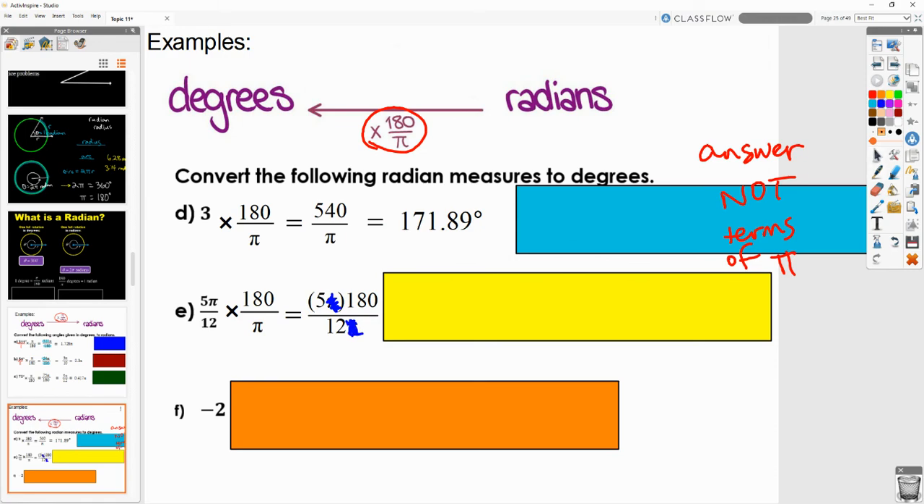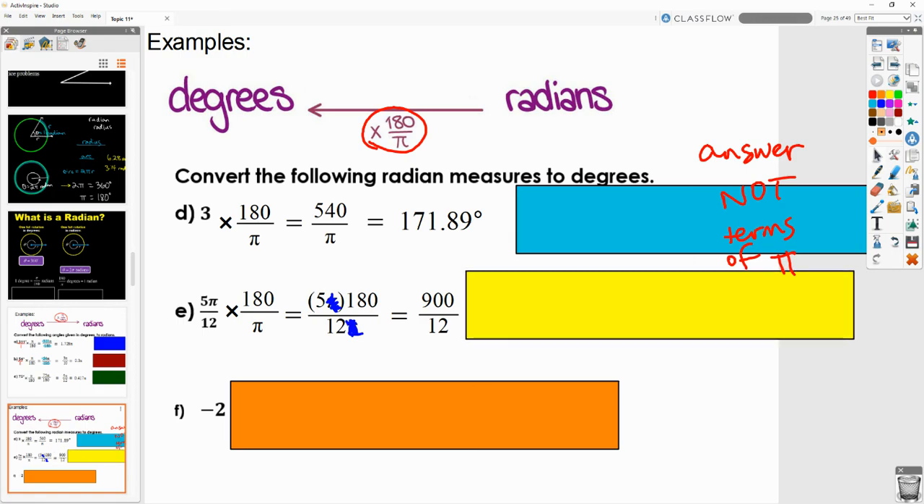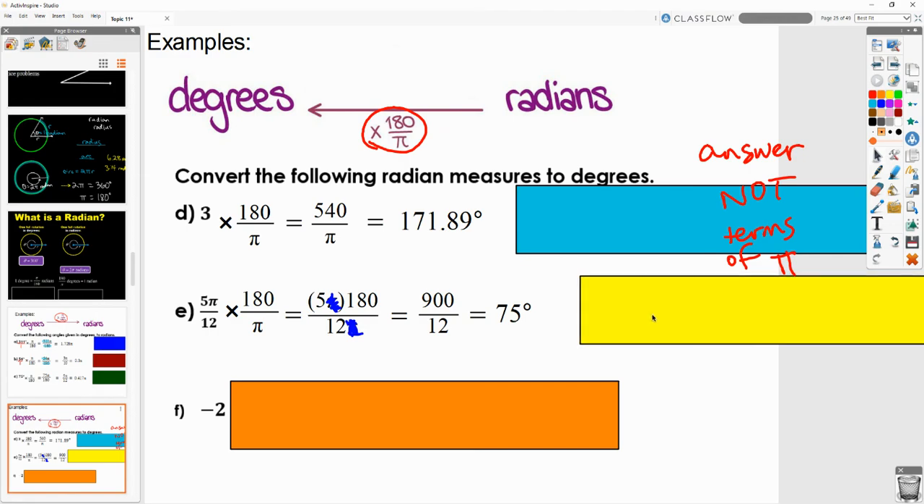Now all we have left is 5 times 180, which is 900. And on the bottom, all we have is just the 12, no pi. So 900 divided by 12, you can just type that in the calculator. That's 75 degrees. So 5 pi over 12 radians equals 75 degrees.